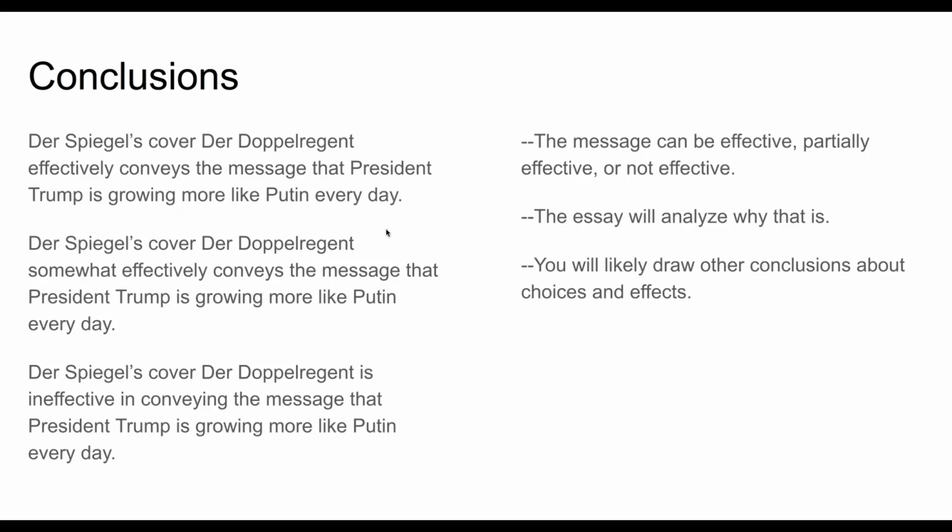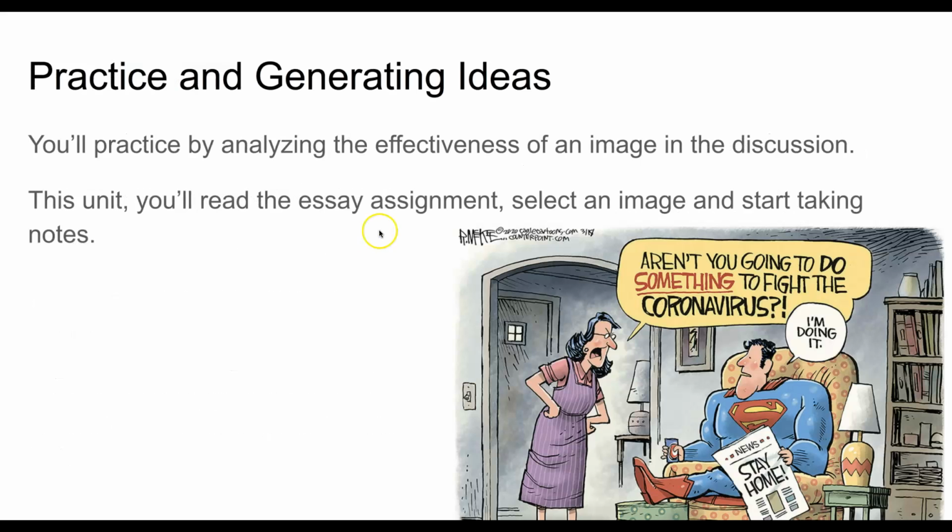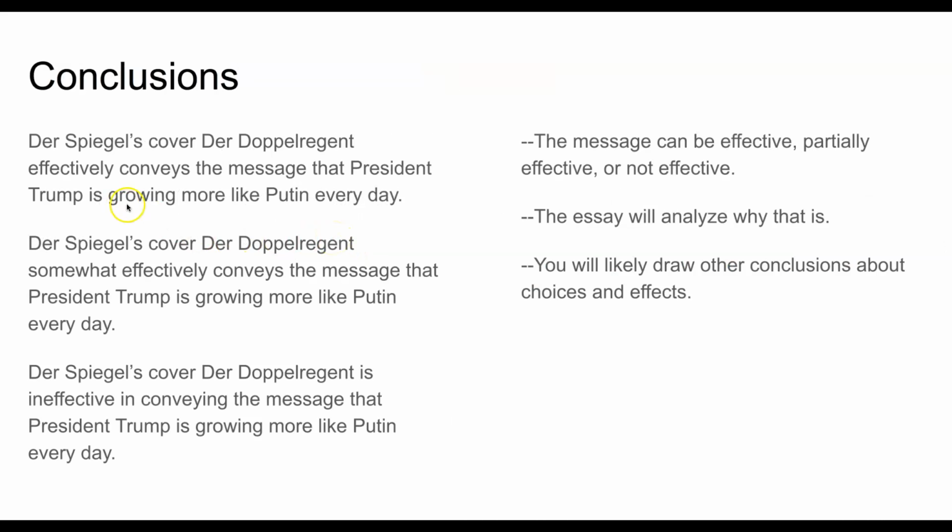So here are some conclusions I might reach. And on the left over here, I have some sample thesis statements. On the right over here is really what it is that you're going to be arguing. Right? So the message, it's either effective, partially effective, or not effective. I've just told you your thesis. You just have to pick which one it is based on your image. Your essay is going to analyze why that is effective or ineffective. And you can draw other conclusions about choices and effects.